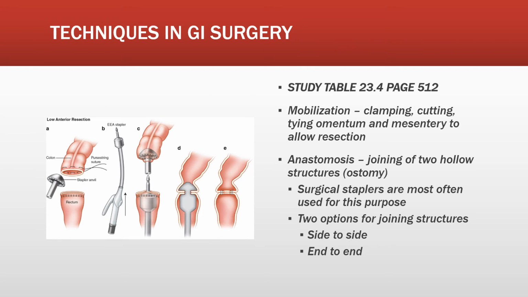All right, some of the techniques that are used in GI surgery we'll go over briefly here. There is a table, 23.4 on page 512, that I want you guys to pay special attention to and study. It is the surgical techniques used in the GI system. It's got some terminology, the definition, and an example of them. So that is a great table for reference. I'd like you guys to make sure you study. Okay, a few things from that table.